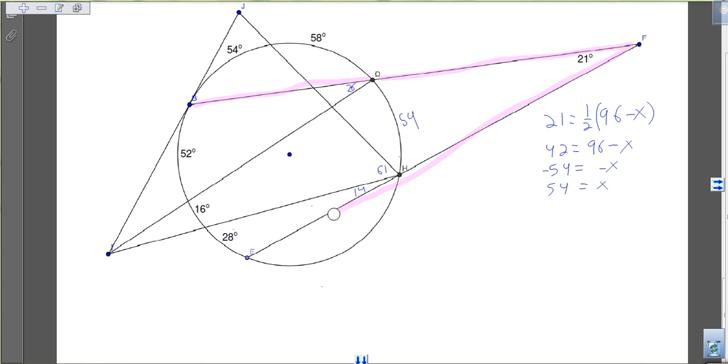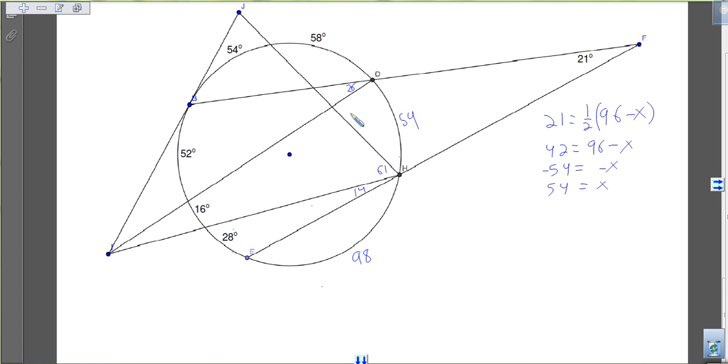Alright, now that I have that 54 degrees, I can solve for my other arc, just using the fact that there are 360 degrees in a circle. Again, I always have that in my back pocket to use. So, 360 minus 54 minus 58 minus 54 minus 52 minus 16 minus 28, all those added up, gives me 98.